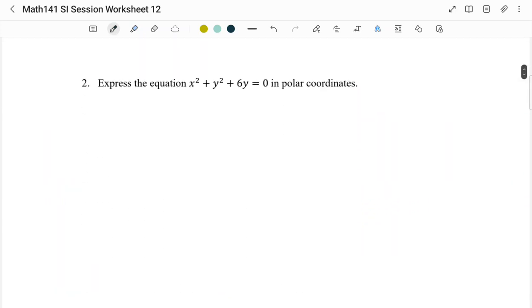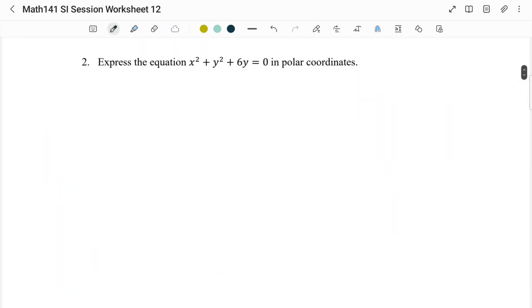Looking at the second question, we are asked to express the equation in polar coordinates. So two things. Well, we know that for polar coordinates, x is just equal to r cos theta, y is equal to r sine theta. But we don't have r and we don't have theta. Okay, we need to find r. Theta will vary, but the radius will stay the same. How do we know that?